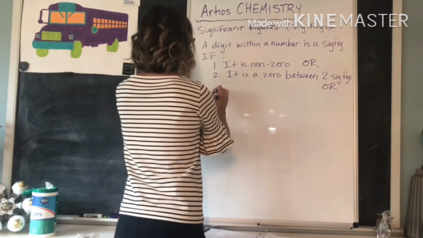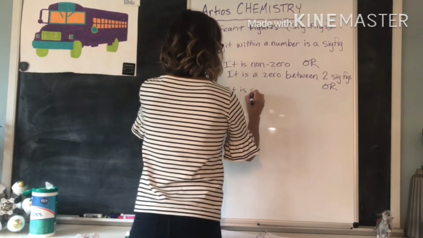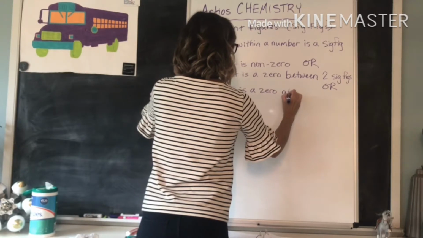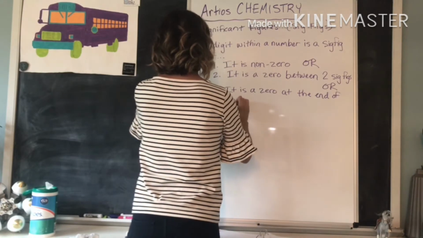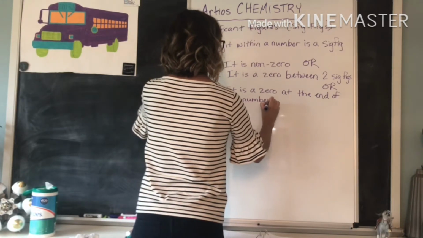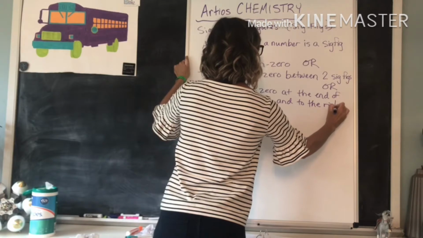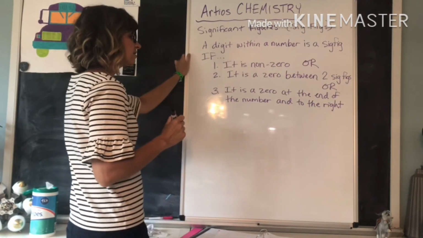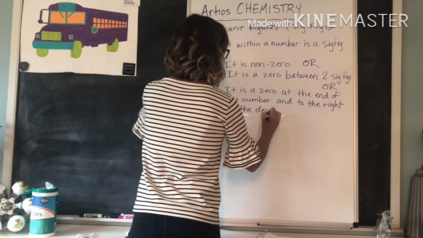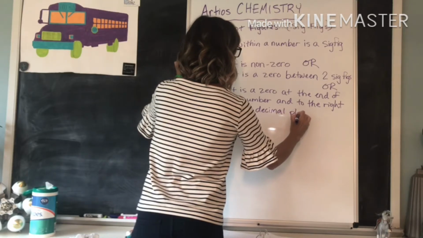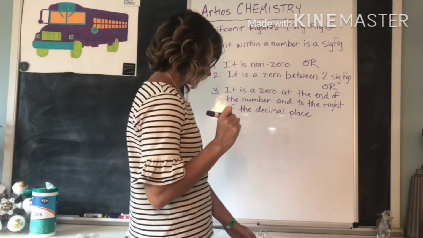Or, third and final, it is a zero at the end of the number and to the right of the decimal place. Those are the digits that are considered significant figures.